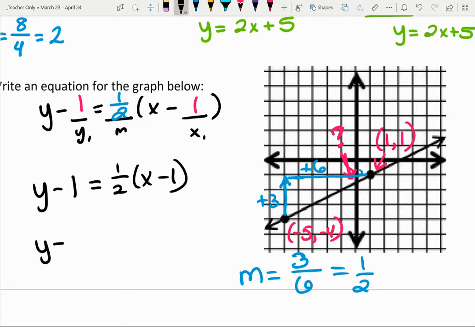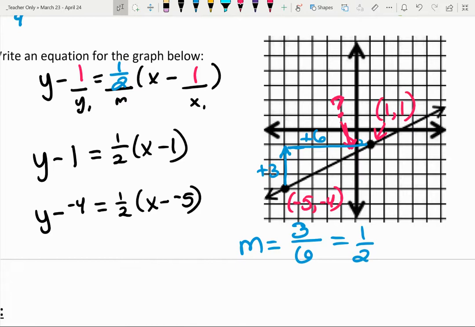If I used the other coordinate point, it would be y minus -5 is equal to 1/2 times x minus, oh, did you see what I did there? I mixed up my x sub 1 and my y sub 1. This should be y minus -4, x minus -5. I made that mistake. It's a really easy mistake to make.